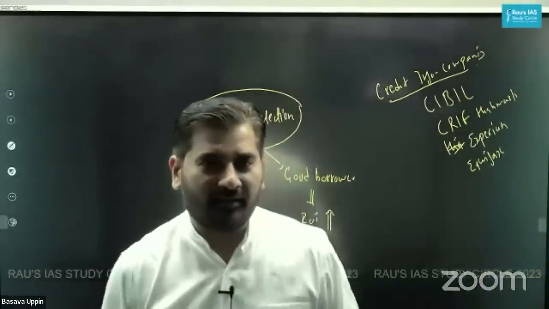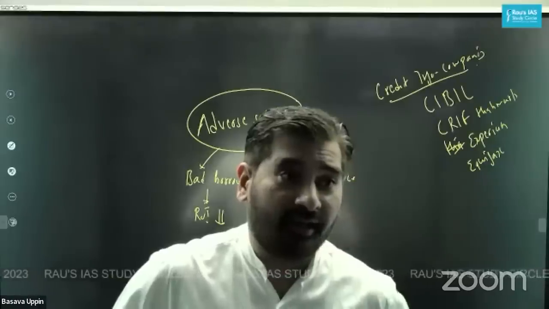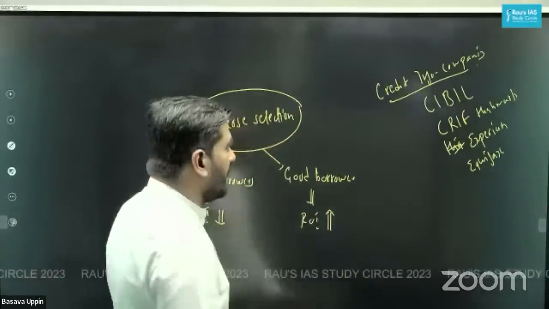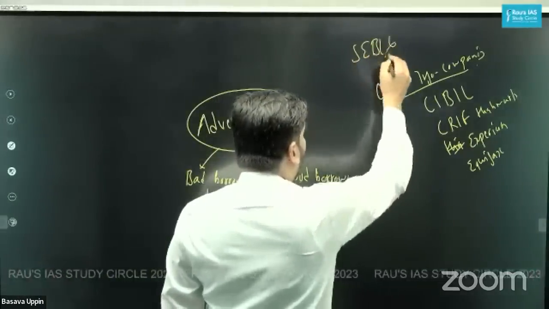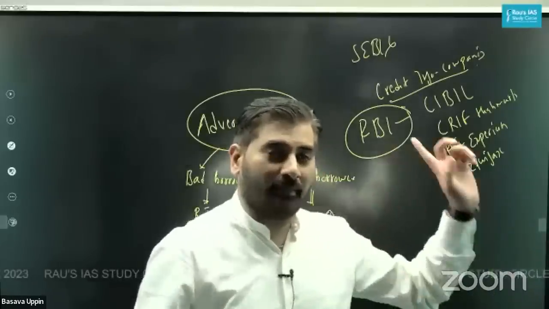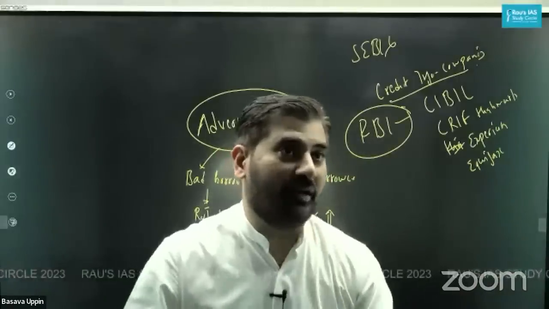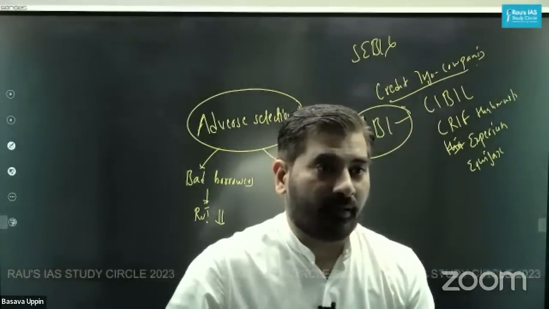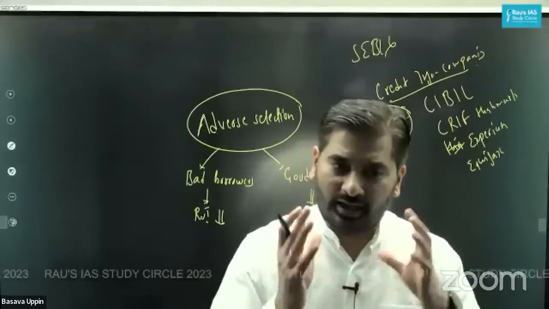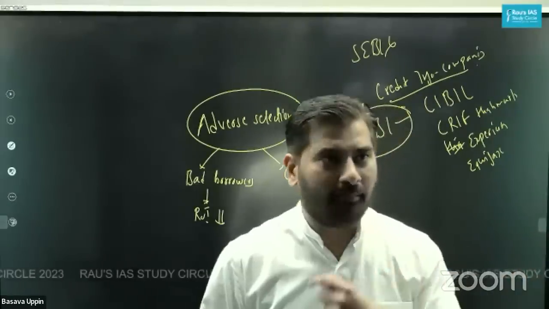Any idea who is regulating these credit information companies? Because this was a question in previous year prelims about credit rating agencies. The credit information companies, please remember, are not regulated by SEBI. They are regulated by RBI. Very important. Credit rating agencies are regulated by SEBI. We are talking not about credit rating agencies. What are we talking about? Credit information companies. Okay. So these credit information companies collect the necessary information, and this information is given to the banks, based upon which banks can distinguish between good borrowers and bad borrowers.